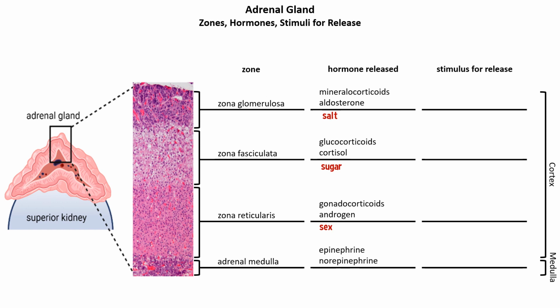Now let's talk about the stimulus for the release of each of these hormones, starting with the mineralocorticoid, specifically aldosterone. The type of stimulus that's going to trigger the release of aldosterone is something known as a hormonal stimulus. And the hormone that's going to trigger the release of aldosterone is angiotensin II.